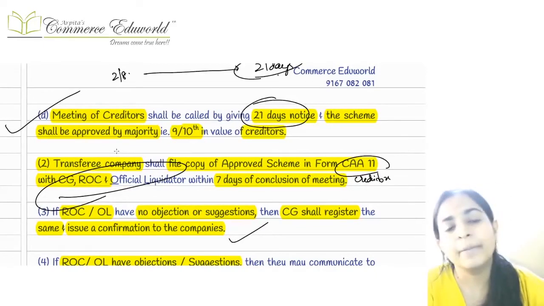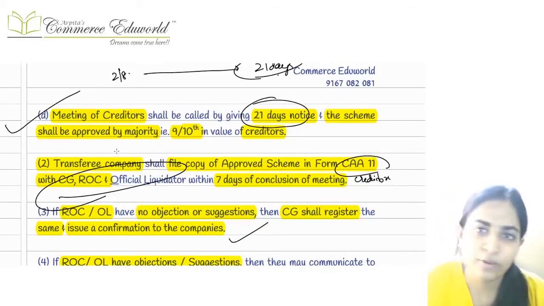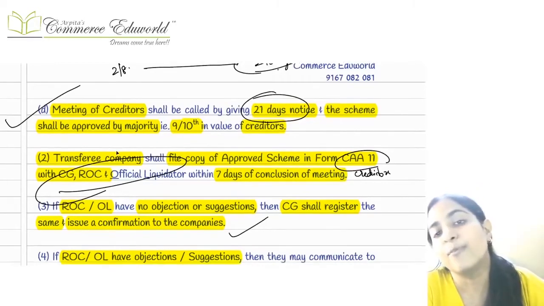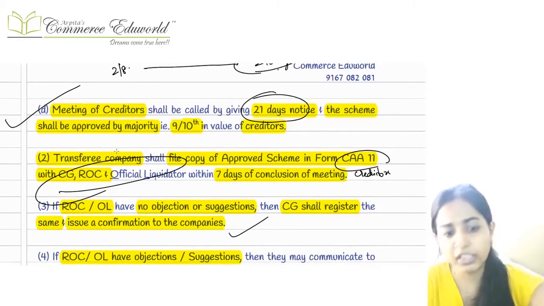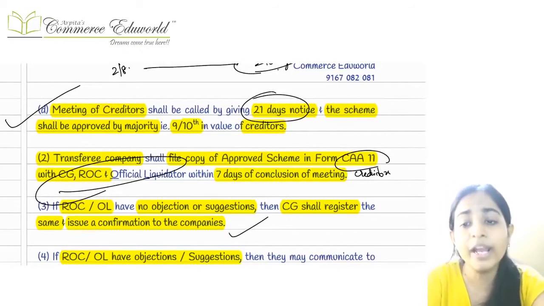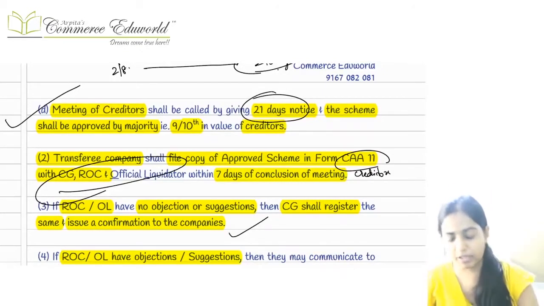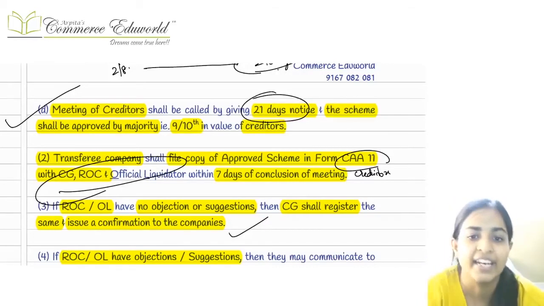After that, we are going to call the meeting of the creditors by giving them at least 21 days notice in writing, and then in the creditors meeting also it should be approved by at least 90% of the value of the creditors. Okay, this is one such level basically where your scheme gets approved at least in-house.